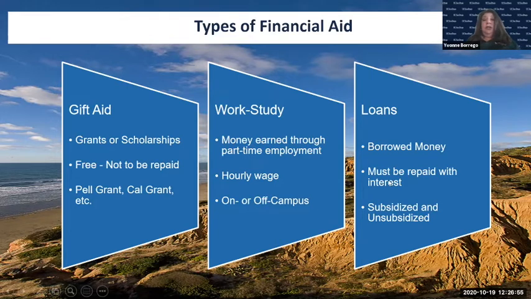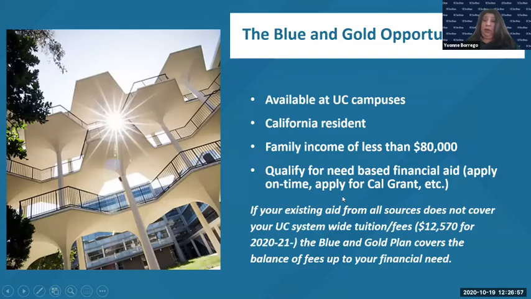Okay. So the Blue and Gold Opportunity Plan. I will talk about this because, again, this is for UC students who are planning to attend a UC school. And what this plan is, our regents developed this plan. And they said, okay, if you are a California resident and you will be attending a UC school and your family income is less than $80,000, then you're eligible for the Blue and Gold Opportunity Plan, which means that we will pay your system-wide fees.